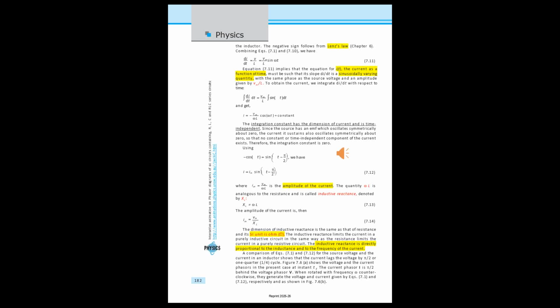To obtain the current, we integrate di by dt with respect to time. So integral di by dt into dt, that's equal to Vm by L integral of sin omega t dt.